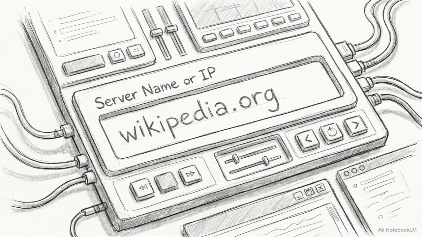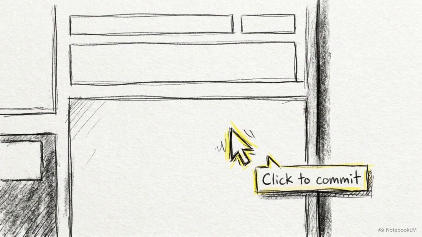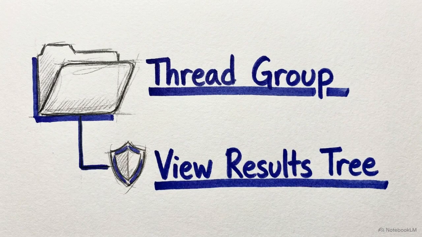Inside that thread group, add an HTTP request sampler. Set the target URL to wikipedia.org. Note a quick quirk of the interface. You must click outside of the text entry box to actually commit your URL changes. Next, add a View Results Tree Listener to the thread group so we can monitor the incoming responses.